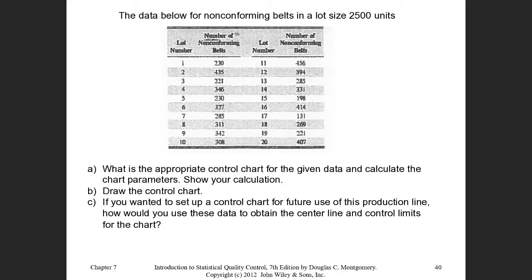2,500 units, they have 435 non-conforming. The third, 2,051 defective units. Okay, so defectives, non-conforming, both of them the same.